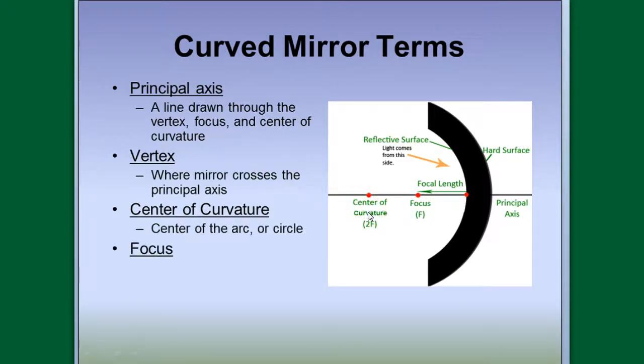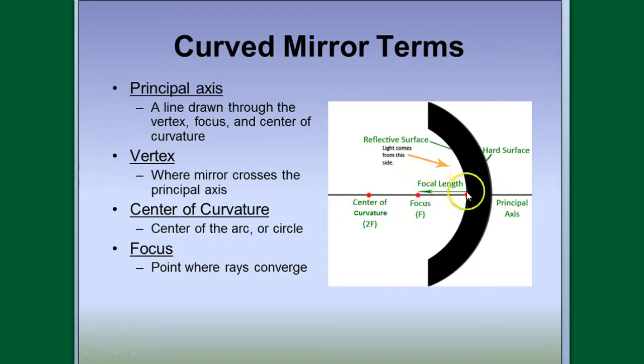And the focus is the point where the light rays converge if they're coming in parallel to each other. They'll come in parallel and all converge at the focus. Notice that for focus and center of curvature, I have 2F and F written. The reason is that if this is a circle, the distance to the center of curvature from the vertex is the radius, and the focus is always half the distance to the radius.